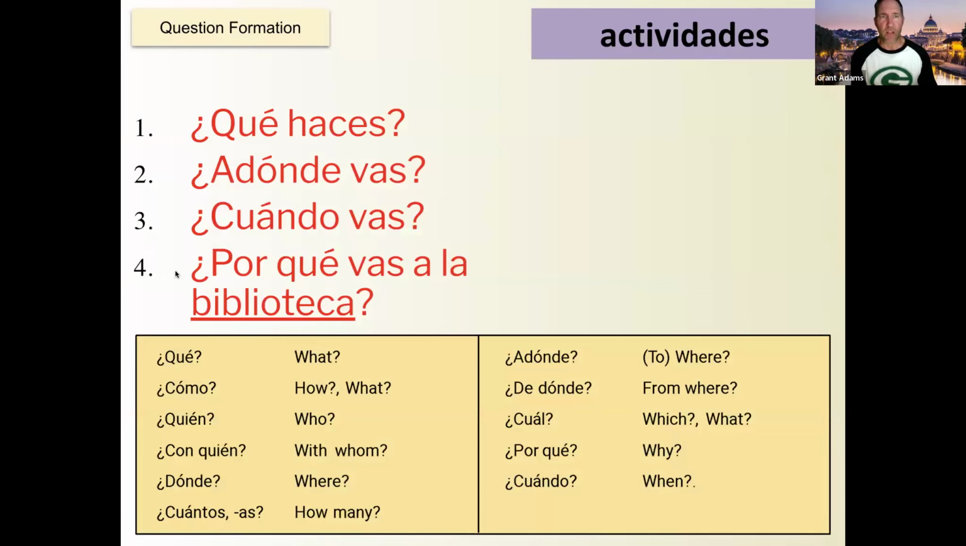Ok, preguntas. Tenemos algunas preguntas. ¿Qué? ¿A dónde? ¿Cuándo? ¿Por qué? These are random questions with interrogative words. ¿Qué haces? Número uno. Yo quiero saber. ¿Qué haces? What are you doing right now? I walk into the room and, hey, ¿qué haces? What's going on? How can I answer that question?